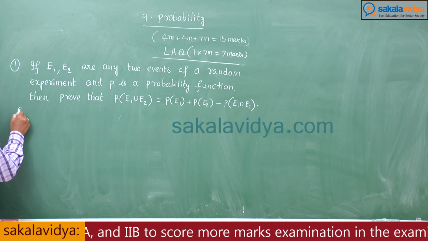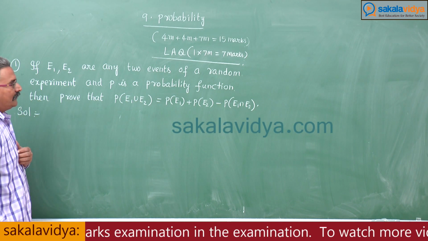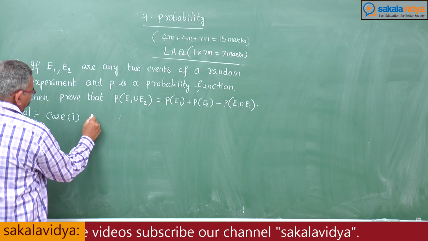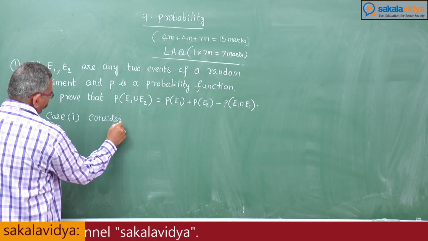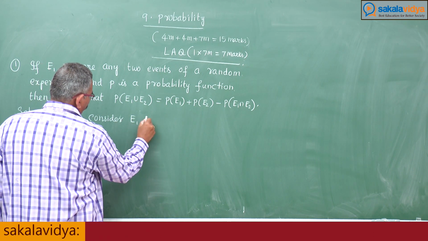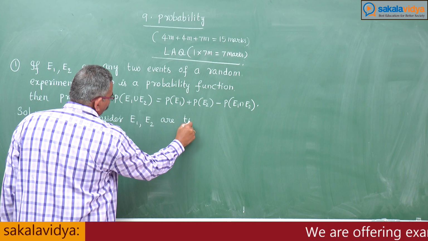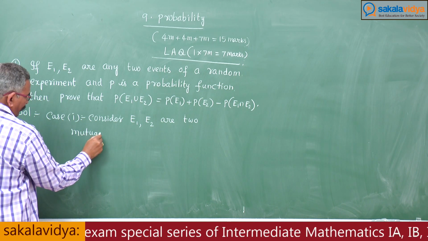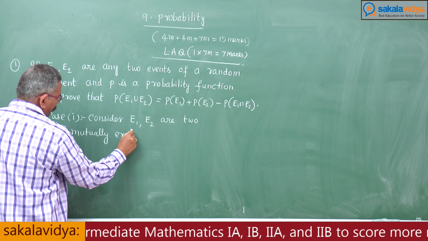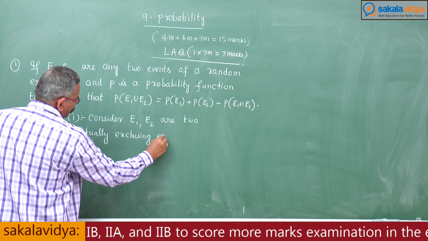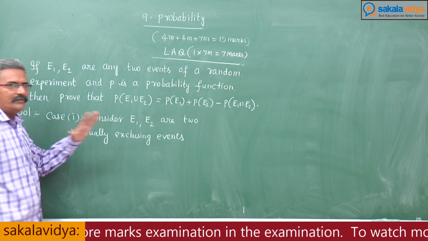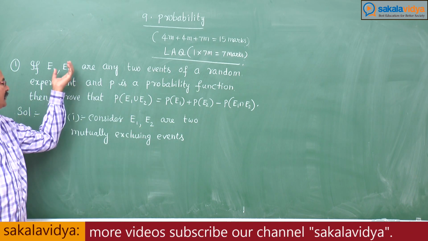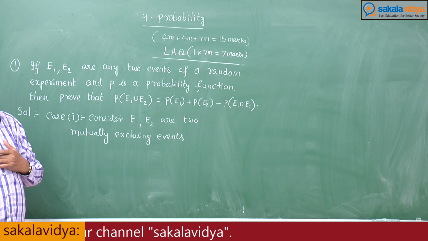So, here first suppose case 1. Consider E1, E2 are two mutually exclusive events. Because they are any two events, they may be mutually exclusive events.